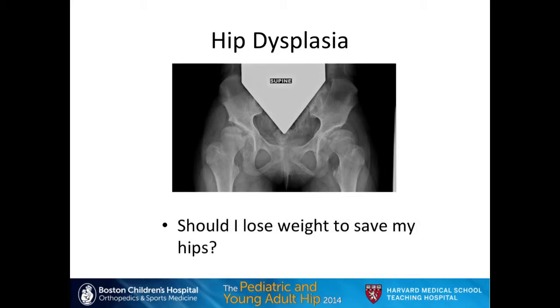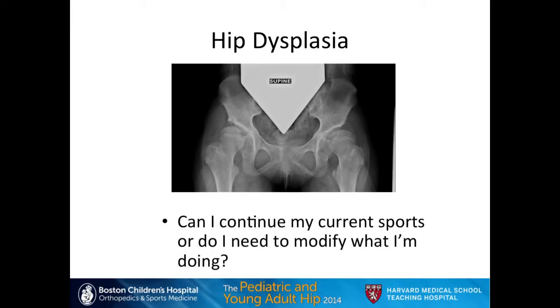Other questions, should I lose weight to save my hips? Is that going to help me? We always talk about BMI and obesity and weight loss to help our knees, but does the same thing hold true for the hips? And then another common question comes up, what about activity level? If I keep pounding away and running marathons, is that going to kill my hip, or can I keep doing what I want to do?